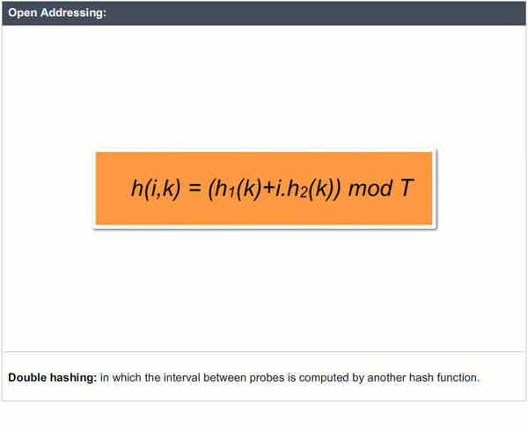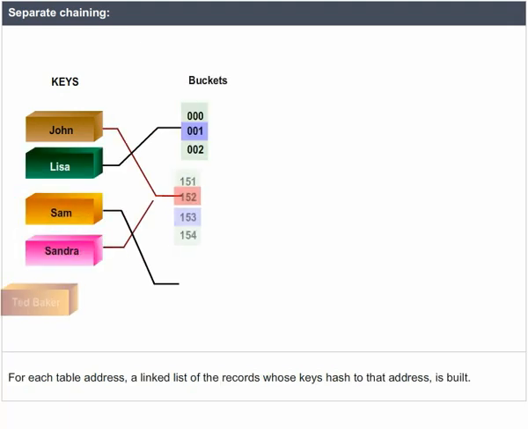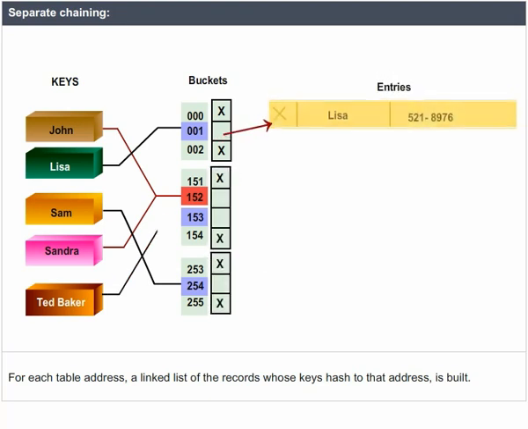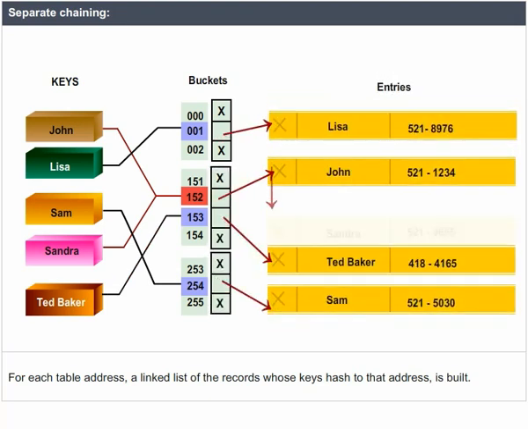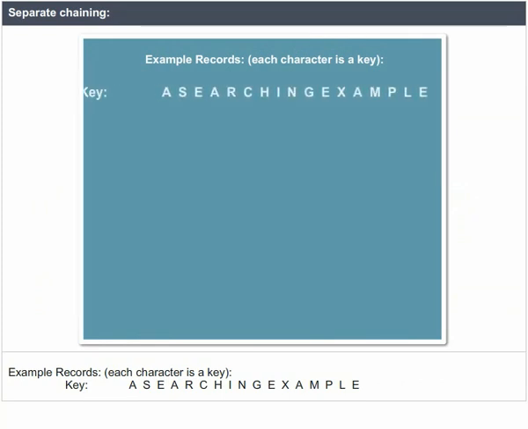Keys hashing to the same address are kept in lists attached to that address. For each table address, a linked list of the records whose keys hash to that address is built. This method is useful for highly dynamic situations where the number of the search keys cannot be predicted in advance. Example records. Each character is a key. Each column is a linked list.